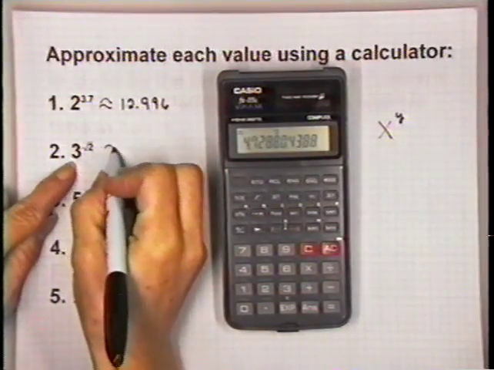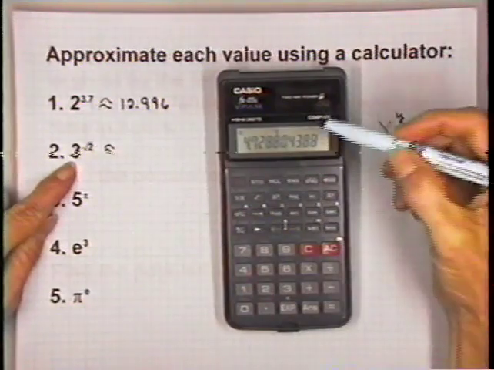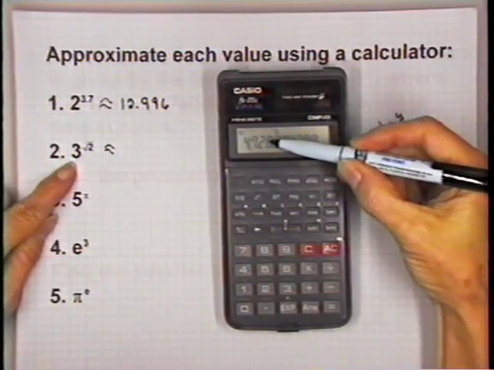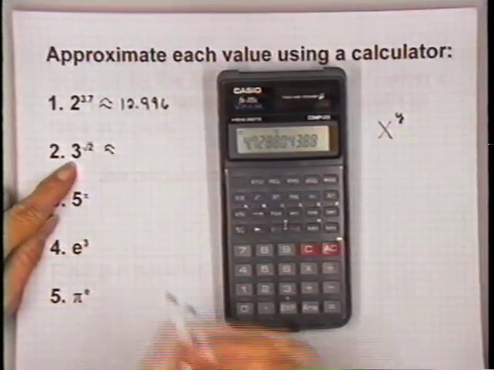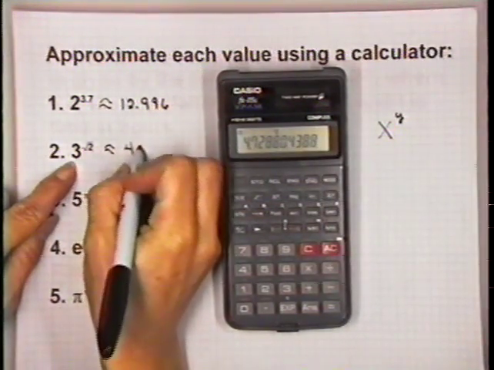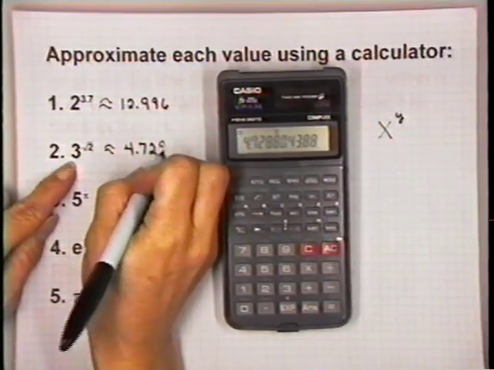Now let's see here. I'm getting approximately, I'm going to go to the thousandths or third decimal place. Notice this time I'll need to add 1. So 4.729 is going to be my approximation.